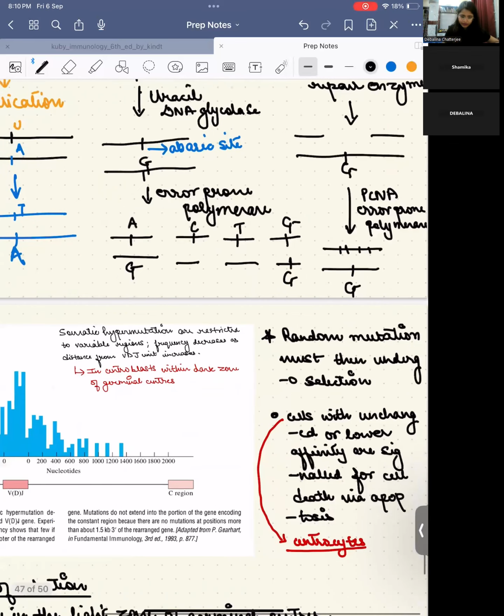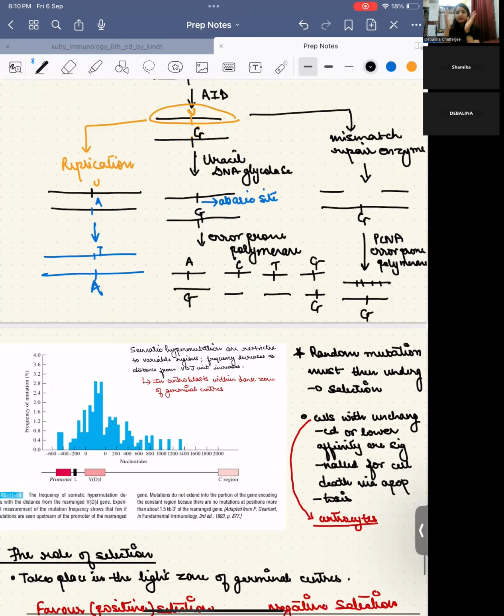And because of these random mutations, the antigenic specificity can change. It might be that it is producing higher affinity. It might be the specificity has changed. It might be producing a lesser affinity. So all these things have to be subjected to a round of selection. So this is the selection.